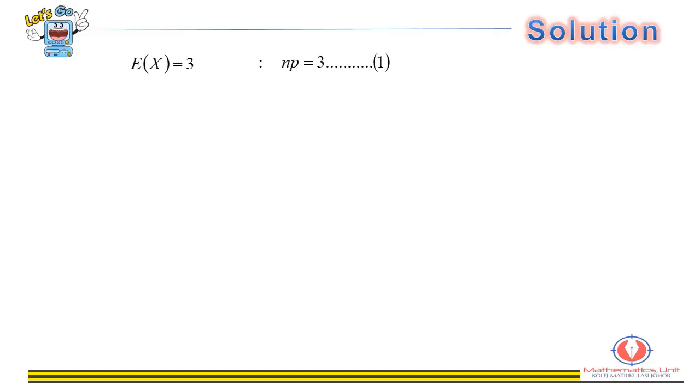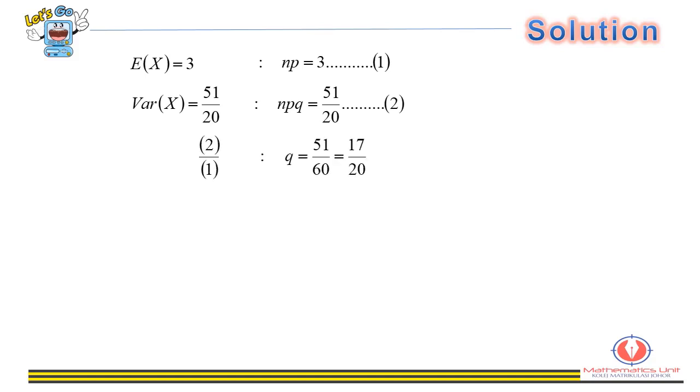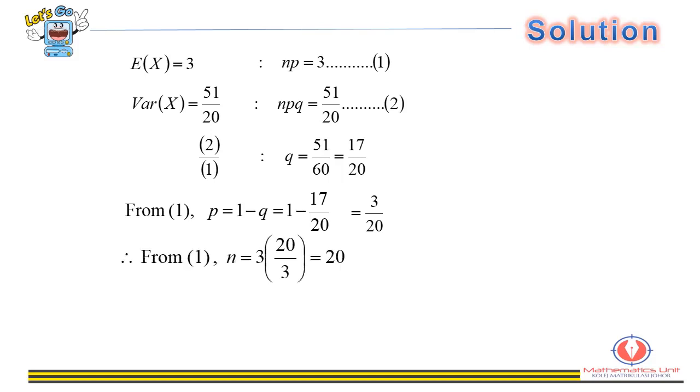The very first equation that we confirm is from the expected value 3, that is np equal to 3. For the variance, you have npq equivalent to 51 over 20. We solve these two equations to get the value of q as 17 over 20. After that, from the value of q, we may get the value of p by using 1 minus q. So we have the value of p as 3 over 20. Finally, we get the value of n as 20. So this is the binomial distribution with parameters 20 and 3 over 20.